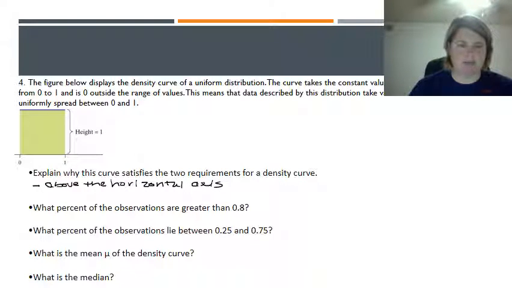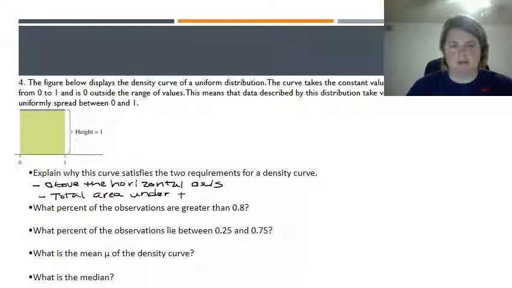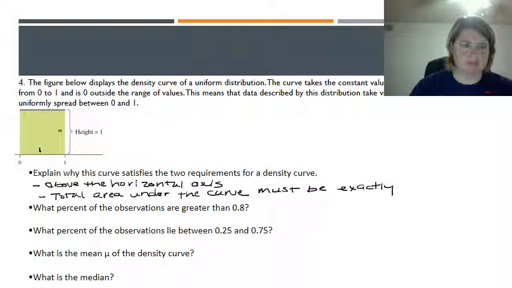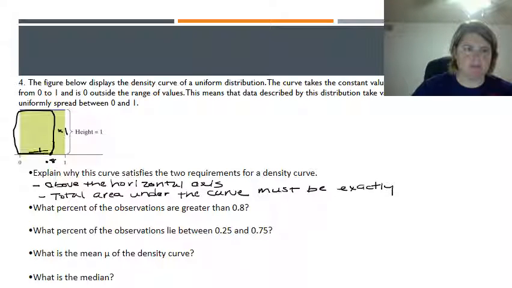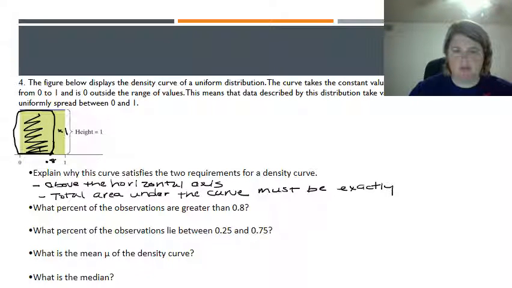The other thing that has to happen is that the total area under the curve, in this case the straight line, must be exactly 1. So if we find the area of this, 1 times 1 is 1. So our area is 1. What percent of the observations are greater than 0.8? So if this is 0.8, right? So if we drew a line straight up, this would be 0.8. Pretend like I just shaded in the green area. Then what's left would be 1 minus 0.8, which is 0.2.